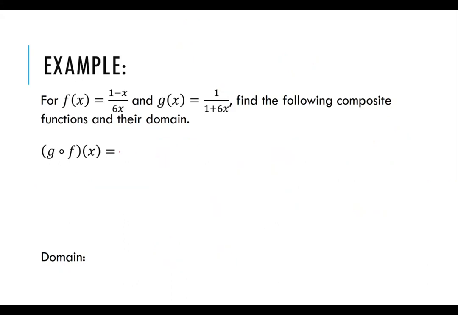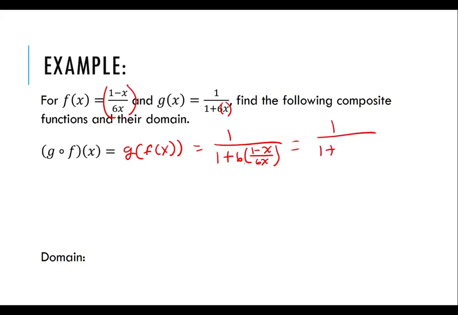G of f, so g with f plugged in, so take f, and everywhere we see x on g, plug it in. That's then going to give us 1 over 1 plus 6 times 1 minus x over 6x, which then we get 1 over 1 plus 6 divided by 6 is 1, so that's 1 plus 1 minus x over x. I see a neat little trick here.